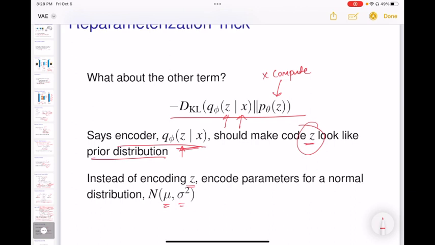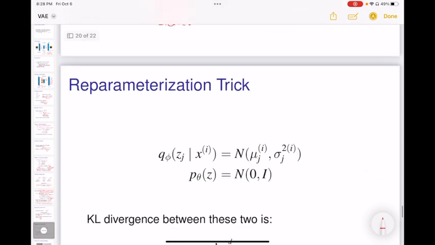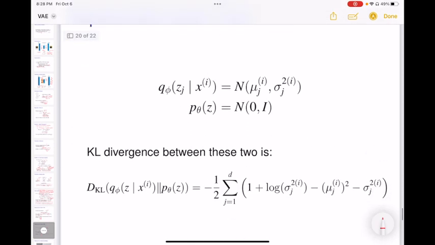So instead of directly modeling the latent code, we are modeling a distribution from which the latent code needs to be sampled, and we choose this distribution of the latent code to be a normal distribution with the mean mu and the standard deviation sigma squared, and these two are the things that we will be predicting from the encoder. So the encoder will give the mu and the standard deviation as the output.